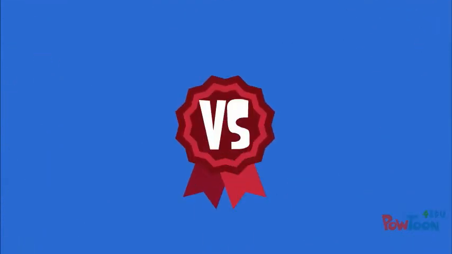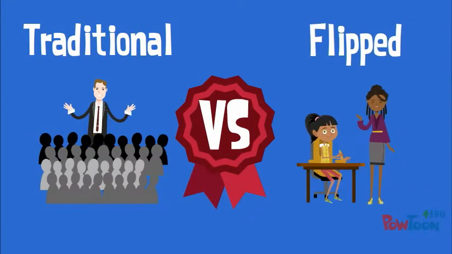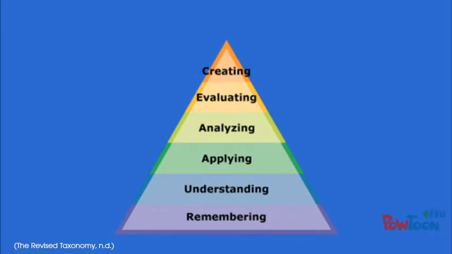Now, let's look at how traditional teaching compares to flipped learning. In a traditional classroom, teachers spend a lot of time directly teaching students to understand and remember content. A lot of class time is spent on the bottom portion of Bloom's taxonomy.